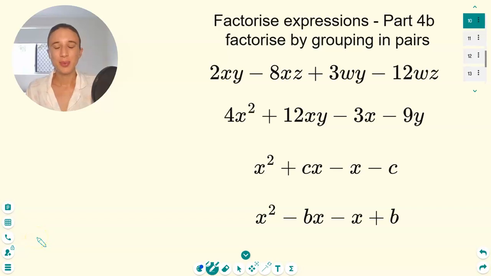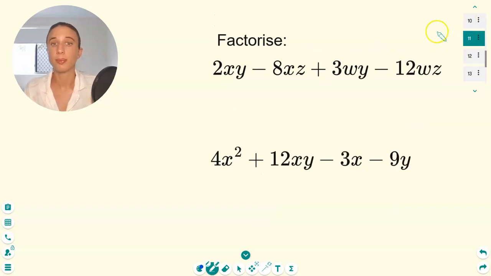Hello, in this video we're going to look at factorizing expressions by grouping in pairs. Notice each of these questions has 4 terms in each. Questions where you have 4 terms are usually going to be solved by this method of grouping in pairs. Okay, let's do it. So 2xy take 8xz plus 3wy take 12wz.